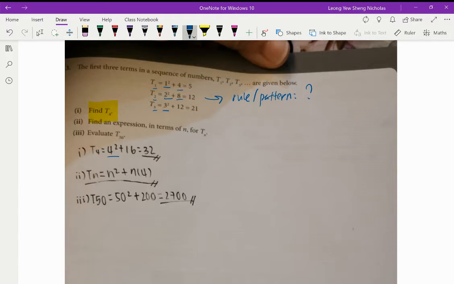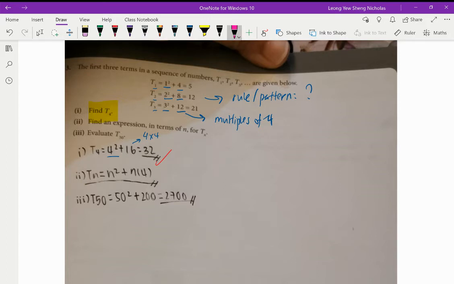And for the next number, I notice that it seems to follow some pattern here. So 4, 8, 12. Does these numbers ring a bell to you? If you notice, these are all multiples of 4. So that means for my fourth term, it will be 4 times 4. So when I add 16 plus 16, it'll give me 32. So this is correct.